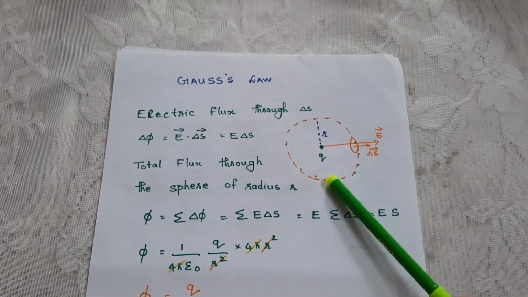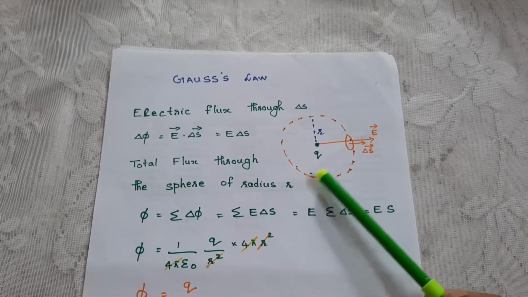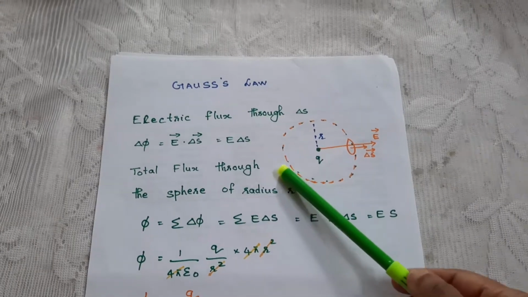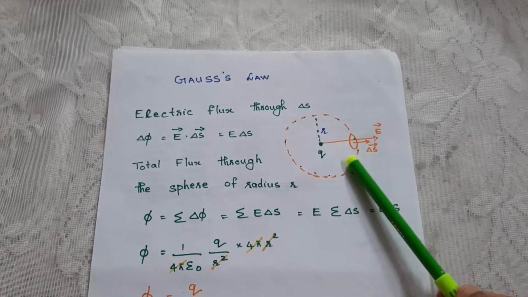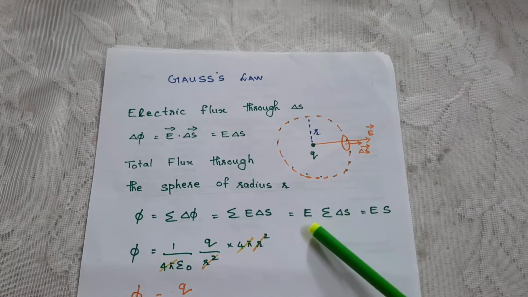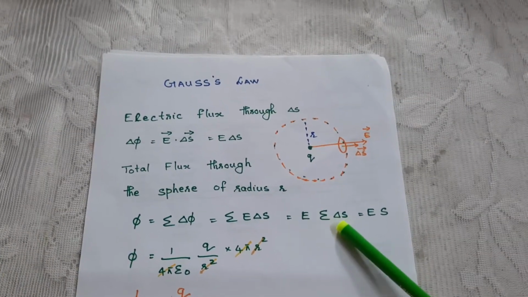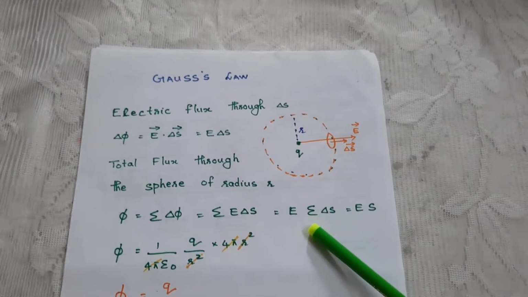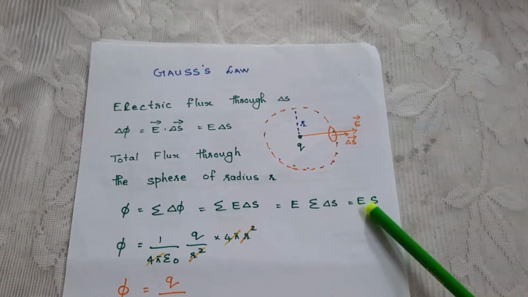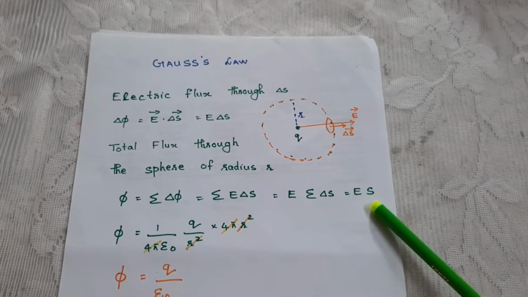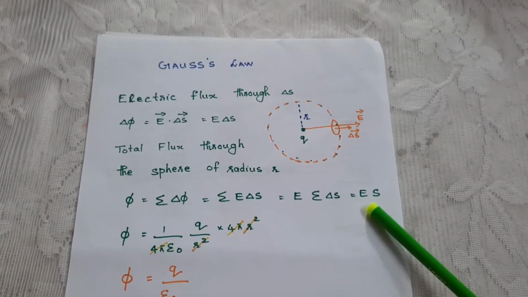Since the magnitude of the electric field is the same at all points on the surface of the sphere, it is equal to E into summation delta S. Summation delta S is the surface area of the sphere, S. So phi is equal to ES.